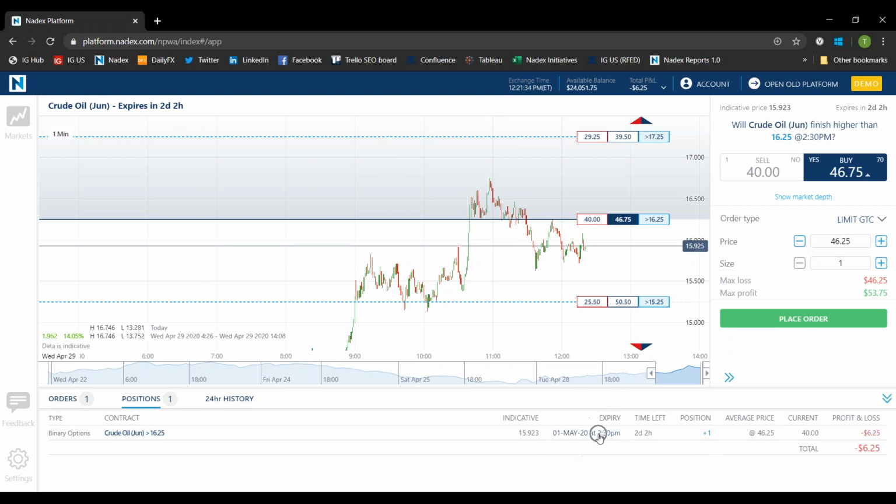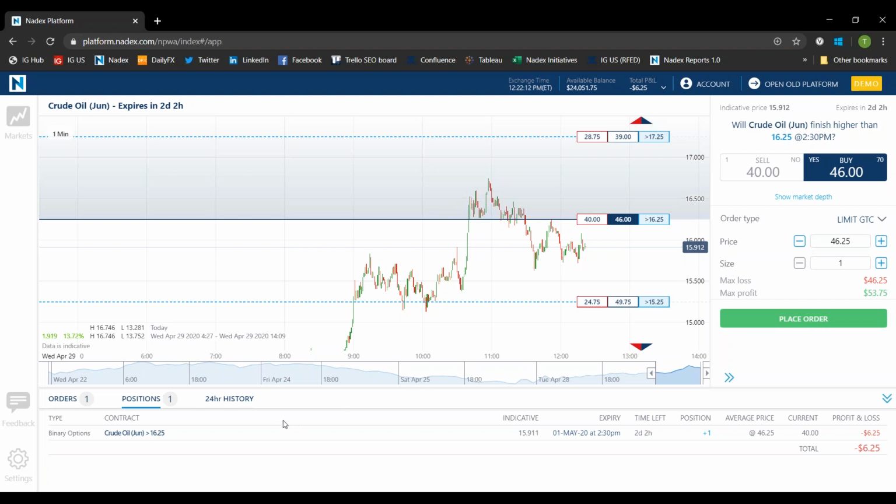All right, I paid 46.25, and if you were curious, because I paid 46.25 for a one lot, I did risk 46.25. Because it could go to 100, if oil settles above 16 and a quarter tomorrow or at the end of the week, the contract would settle at 100, and I would make 53.75. Now, what's important to note is, do I have to wait until the end of the week to see what happens? And the answer is no.